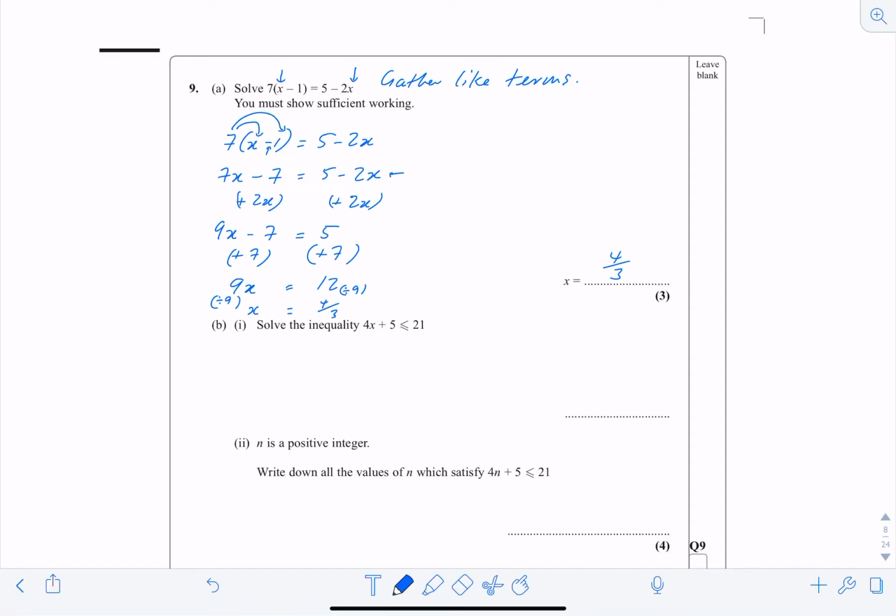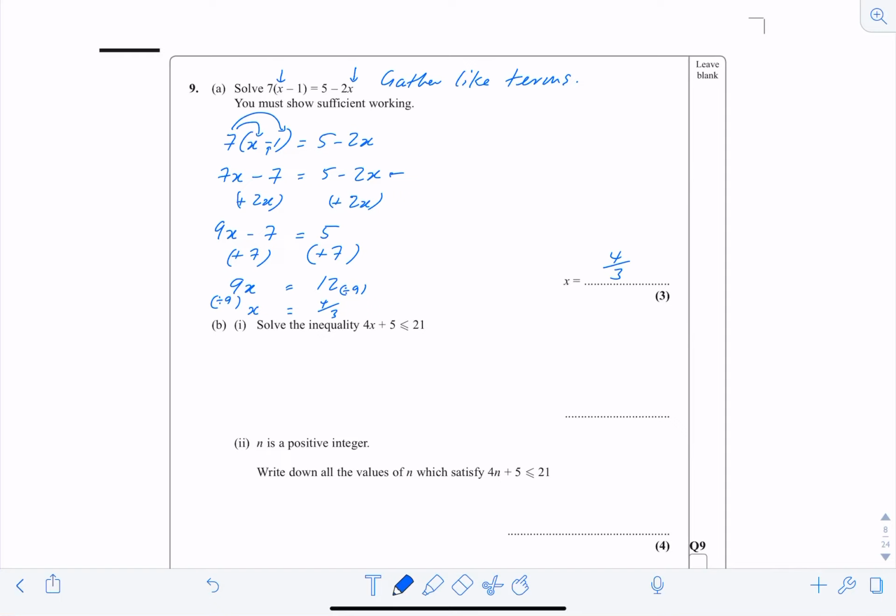Okay, and if I want to check that, I can just put it in my calculator and go 7, open brackets, answer minus 1, close brackets, and I get 7 over 3. Remember that I got 7 over 3. And if I do the same thing, I go 5 minus 2 times 4 over 3, and that also gives me 7 over 3. So I've checked my answer as well.